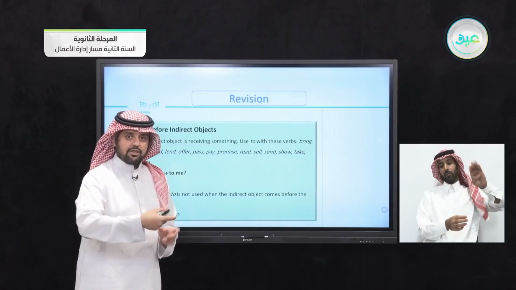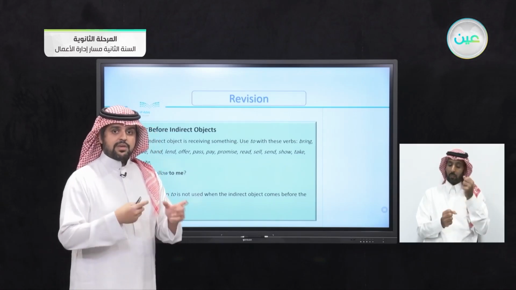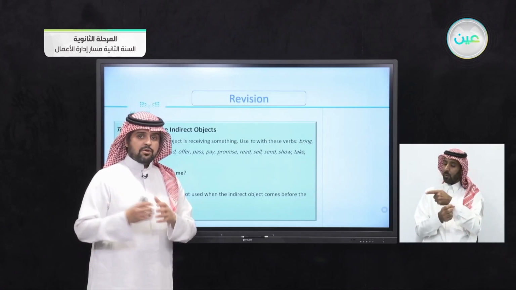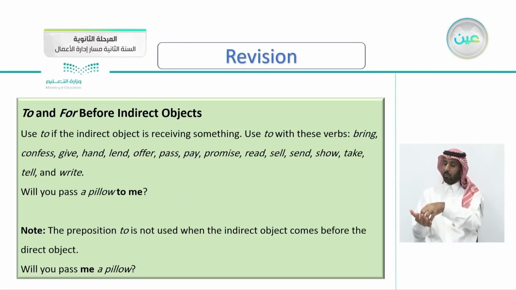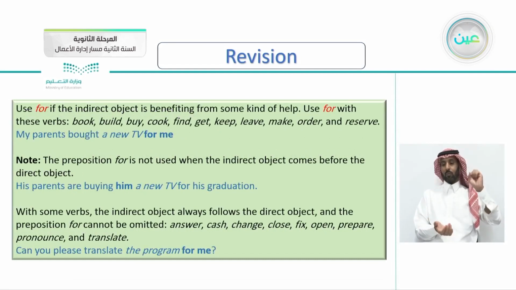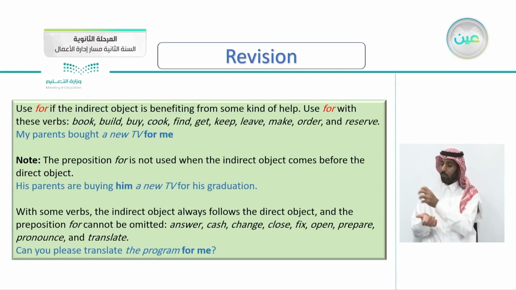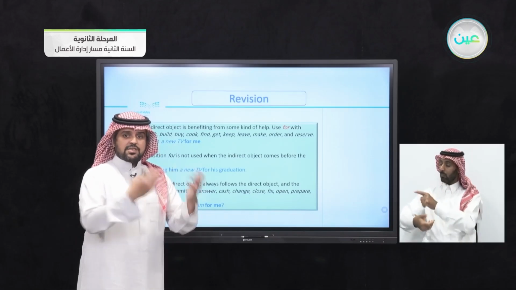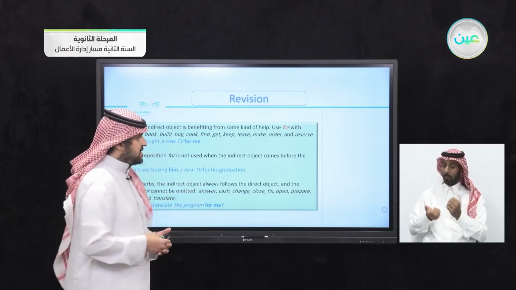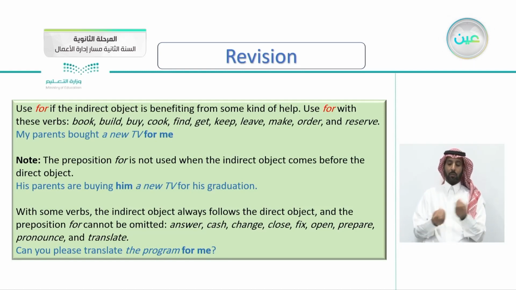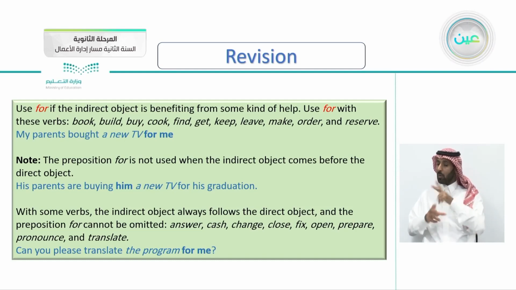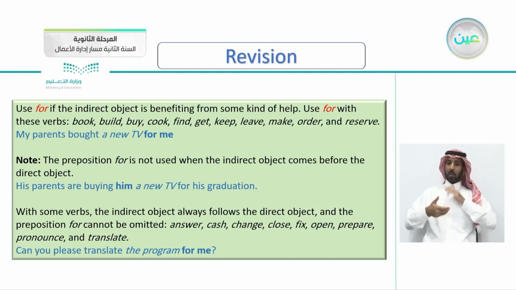So if the indirect object comes before the direct, we omit the preposition, whether it's to or for. We use for if the indirect object is benefiting from some kind of help. So we use for most of the time when someone is doing something for someone, helping them as a nice gesture. We use it with verbs like book, build, buy, cook, find, get, keep, leave, and etc. For example, my parents bought a new TV for me. They helped me to buy the TV.